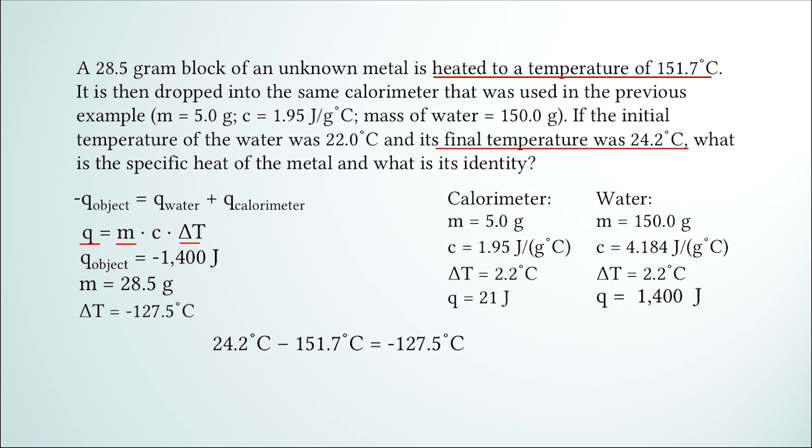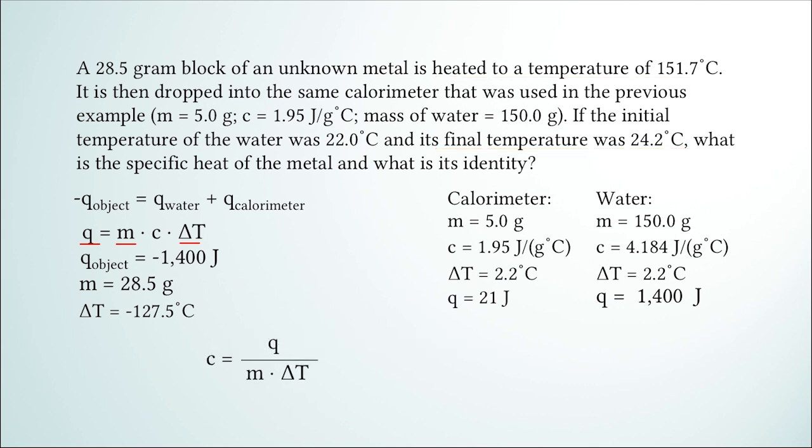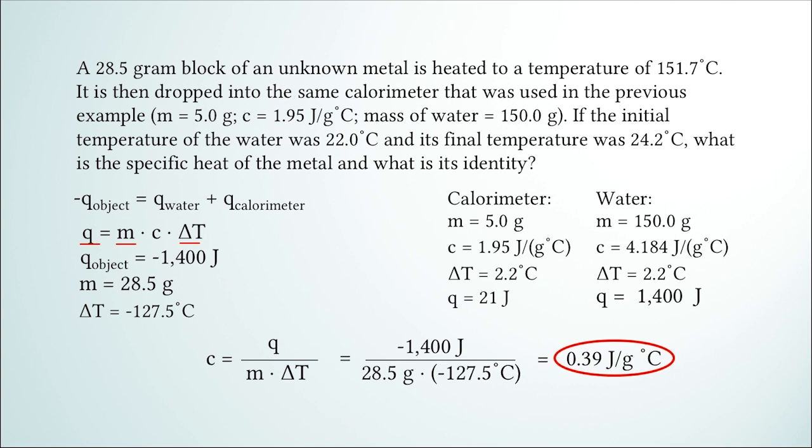It's a negative value because when the metal was added to the water in the calorimeter, it cooled down or lost heat. Now let's rearrange equation 12.1 to solve for specific heat, and we get C equals Q divided by M times delta T. Plugging in our values, we get a specific heat of 0.39 joules per gram degrees Celsius. That's the first part of our answer.